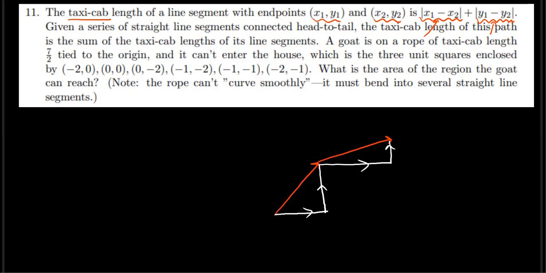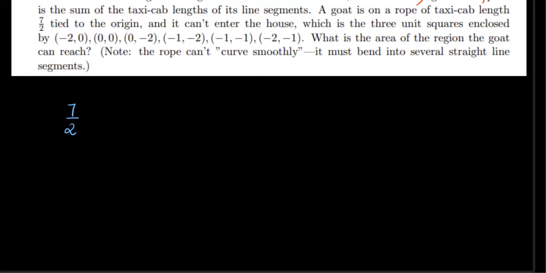A goat is on a rope of taxicab length 7 by 2. So taxicab length has been provided as 7 by 2 for the goat. And it is tied at the origin and it cannot enter the house, which is the 3 unit squares enclosed by these coordinates. I'm just removing this so that now you will start framing the figure. What is the area of the region the goat can reach? So here the important part is identifying the region where the goat can reach. So goat कहाँ कहाँ पहुंच सकती है ये देखना जरूरी है.